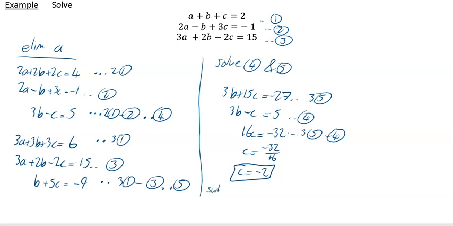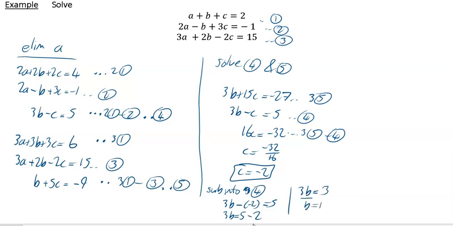We're then going to sub into equation 4. So put that into equation 4, you're going to have 3b minus my c, which is minus 2, is equal to 5. So that's going to be 3b is equal to 5 minus the 2. So just working here, that's going to be 3b is equal to 3. So your b is equal to 1.